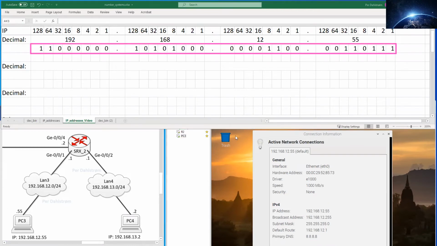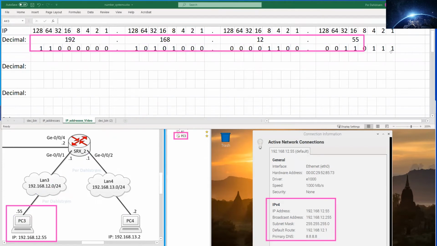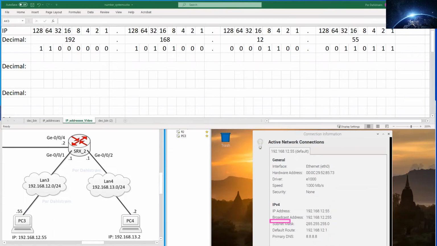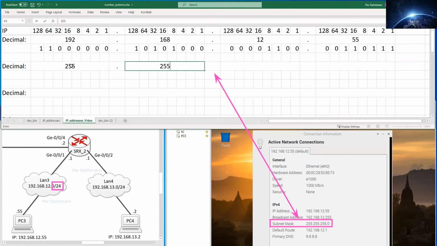When PC3 receives an IP packet with this binary pattern as the destination IP address, then PC3 knows that this IP packet is for me. On our Linux machine, we have also configured a subnet mask. Let us see now what that is used for in binary, and converting, calculating into binary.